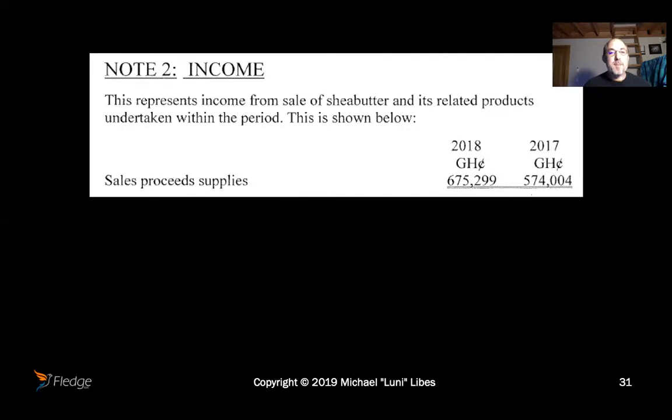So note 2, and this is produced by an accountant. It's a signed, audited financial model that I got. And this is what note 2 says. This represents income from the sale of shea butter. Okay, how much shea butter did we sell? Of course, I had to shoot an email to the entrepreneur to find that out. No idea how many units. I don't know how much the units sell for. All I know is we sold 675,000 cedis worth of shea butter. I don't know whether it went up because the prices went up or we sold more units. Like, this is not enough information for anyone to run a business. And this is what she's running her business on.